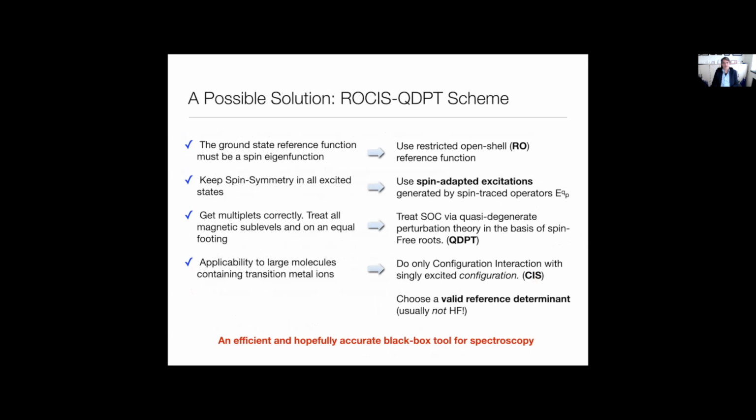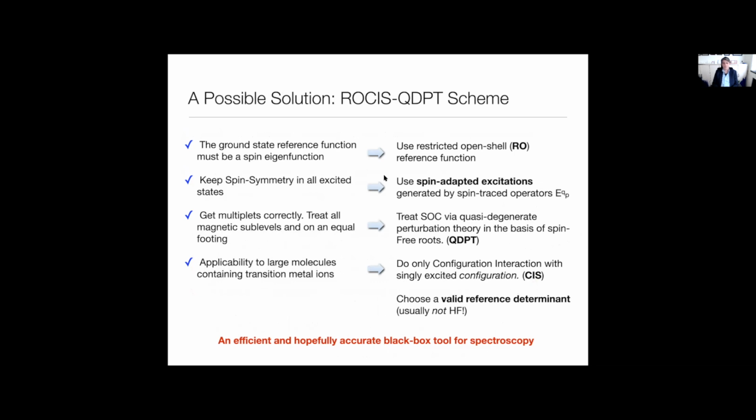Yeah. So basically, in the development process, what we wanted is to make sure that the ground state reference function is a spin eigenfunction. So we use a restricted open shell reference function that only pertains to a certain class of ground states. So, for example, an antiferromagnetic solid at this point in time we couldn't do.